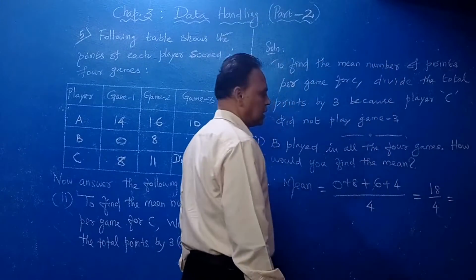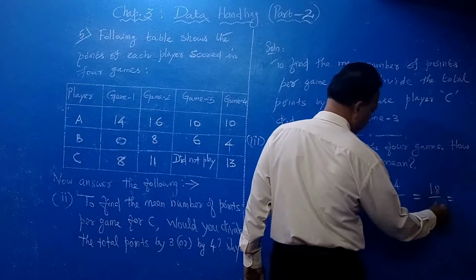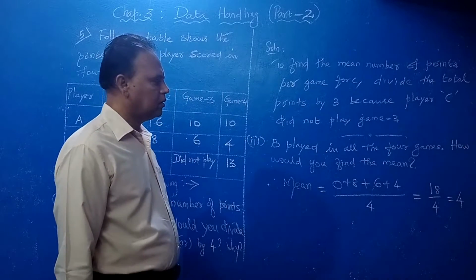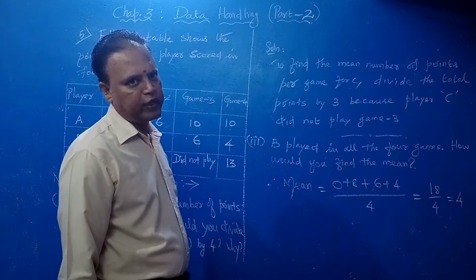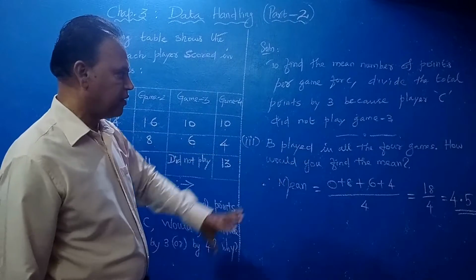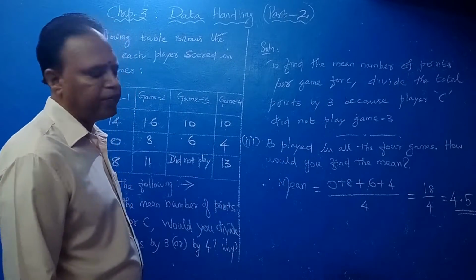18 by 4, how many times will 4 go into 18? 4 times, right? Then the remainder is 2, that is 20, which means 5. So 4.5 times it will go. That is 4.5, the average score of player B.